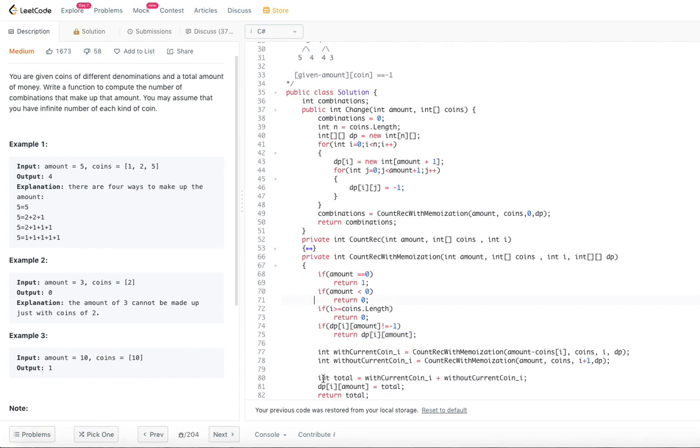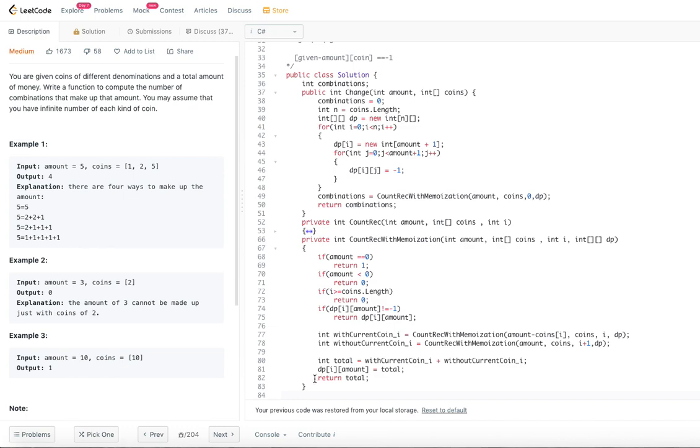And now what we are going to do is, we are going to do exactly the same way that we discussed, with current coin I and without current coin I. So with current coin I, we are going to do the memoization technique again, and with current coin means we have to subtract the current coin from the amount. So that's what we are doing. So amount minus current coin, right?